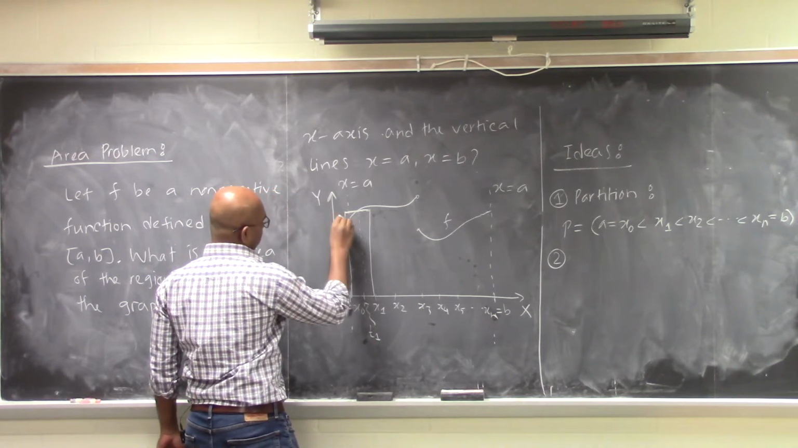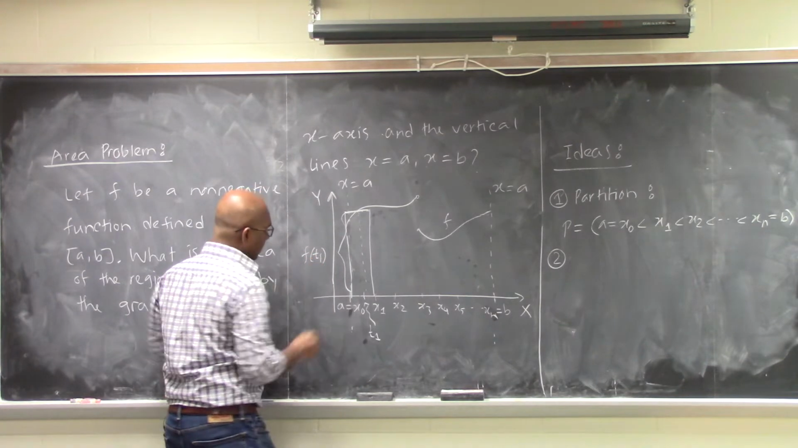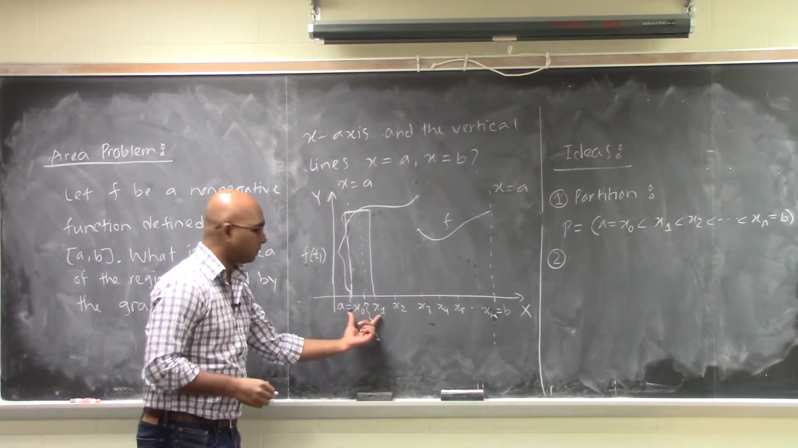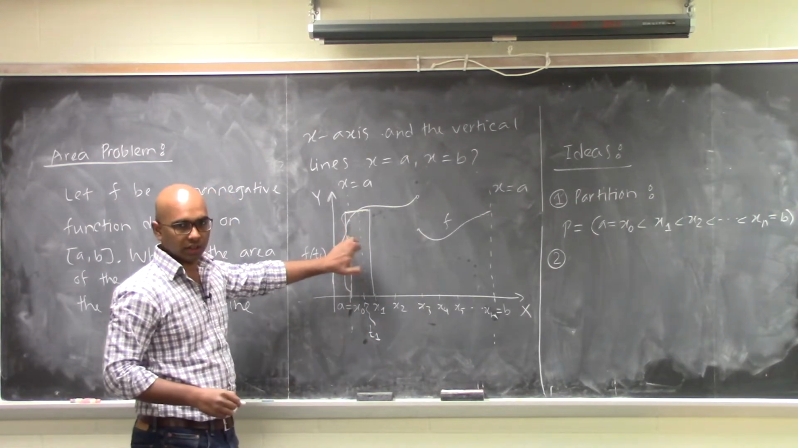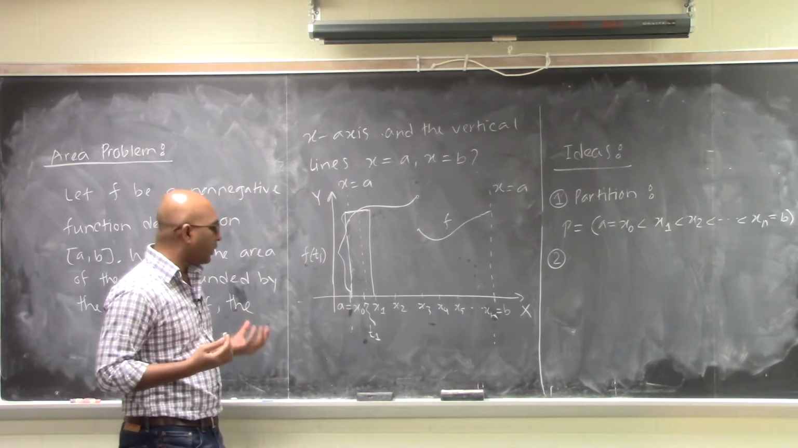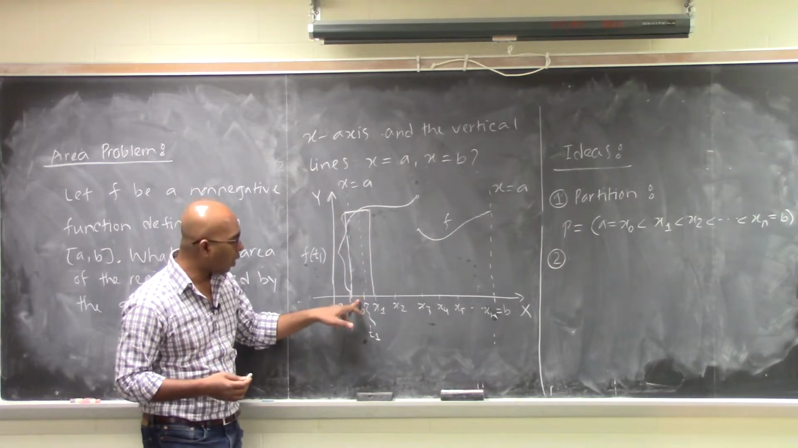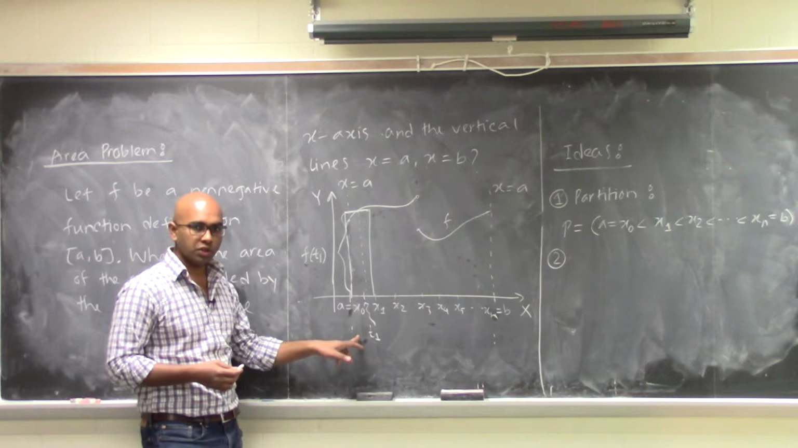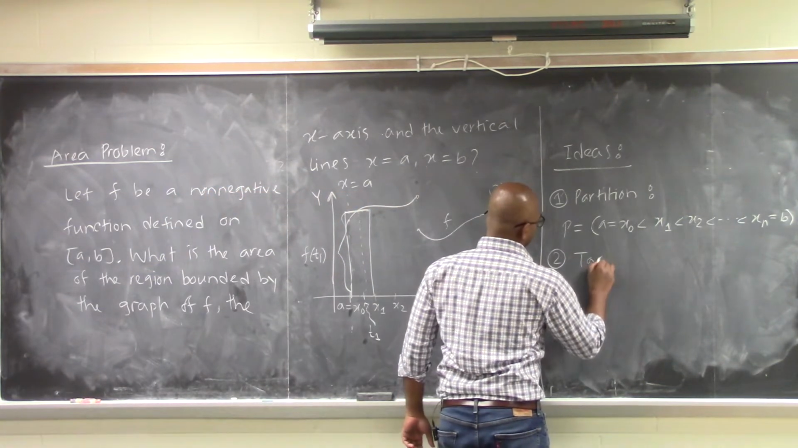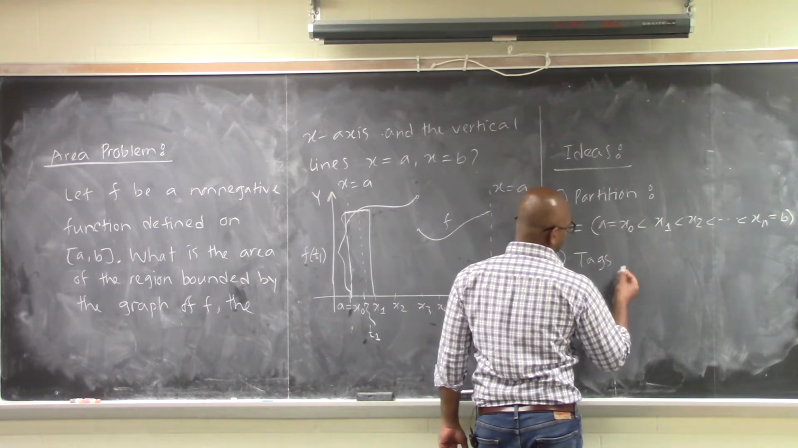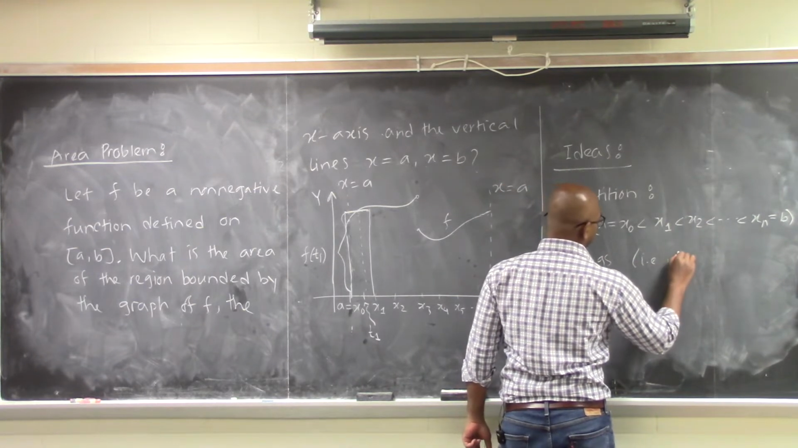So this height is f of t1. Now f of t1 times the length of this subinterval, which is x1 minus x0, is the area of this rectangle. So what do we need in order to fit rectangles? We need points from each of these intervals, which we can call representative points or tags. So the next thing is that we need tags, i.e. representative points.